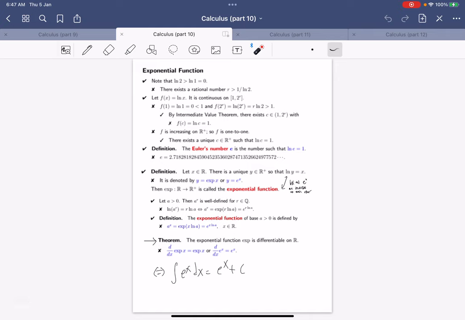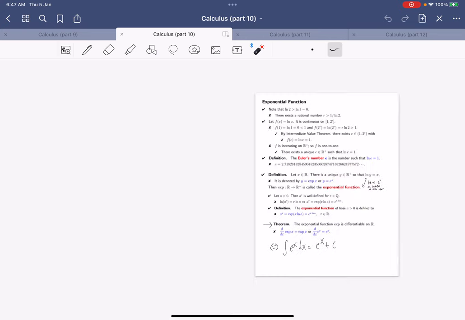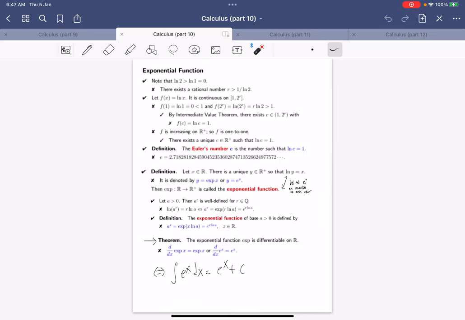And so by definition, there exists a unique y such that ln y equals x. And so now we just take y equals e to the x. And this is known as the exponential function and is defined from all real numbers to the positive real numbers. And then we also know that ln x and e to the x are inverses of each other. You can prove its following properties, and then we can also define the exponential of any base a to be e to the power x times ln a.